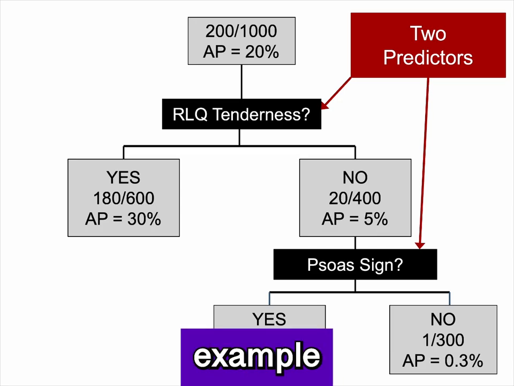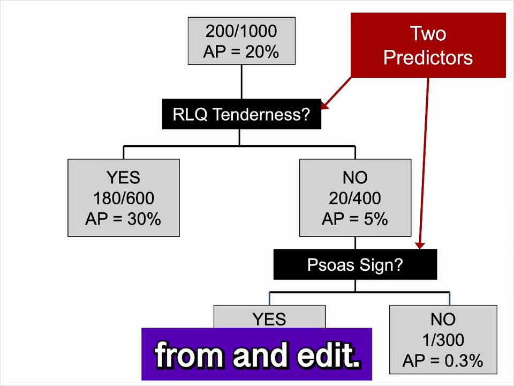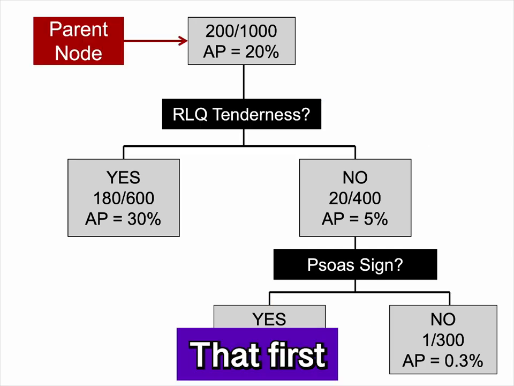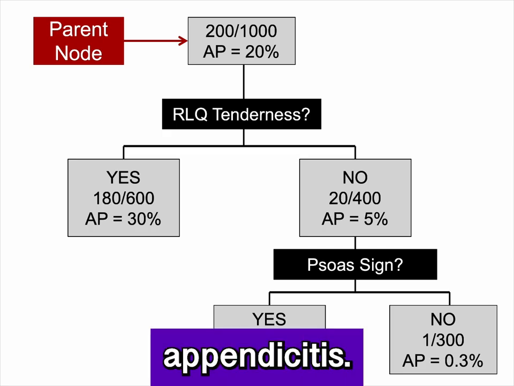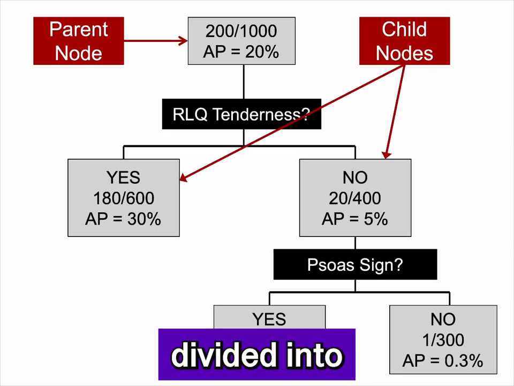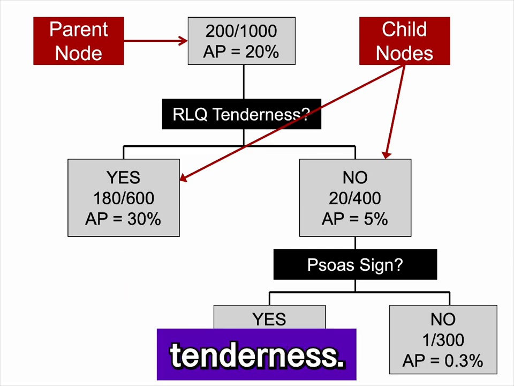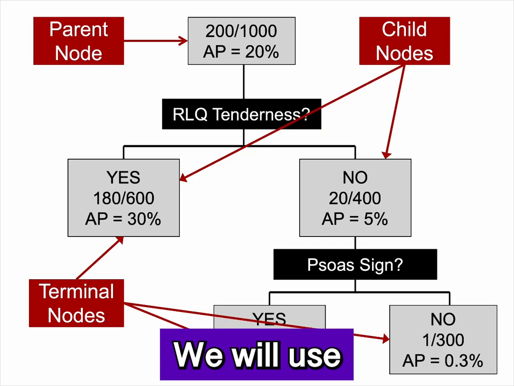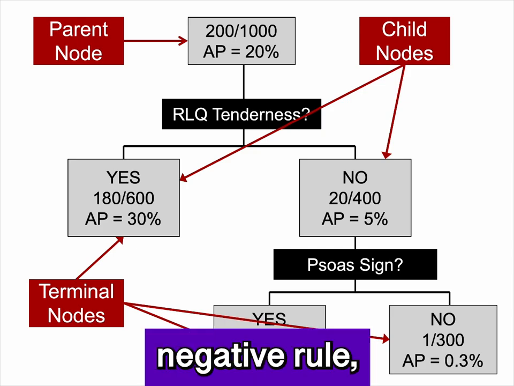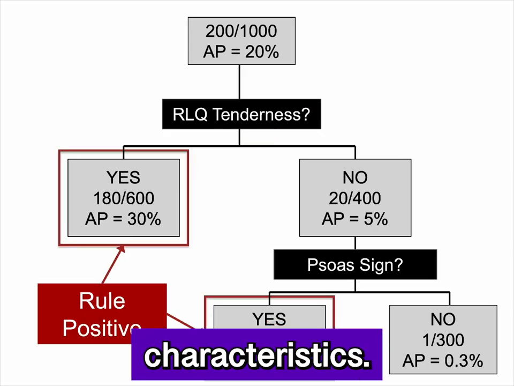This is a simplified example of a recursive partitioning decision tree. Recursive partitioning creates multiple trees to choose from and edit. The first parent node contains a total of 1,000 patients, 200 of which have appendicitis. This is divided into two child nodes, yes and no, by the variable right lower quadrant tenderness. Nodes at the end of the branch are called terminal nodes. We will use the terminal nodes to determine what is considered a positive rule and a negative rule, and to create a 2x2 table to calculate the rule characteristics.